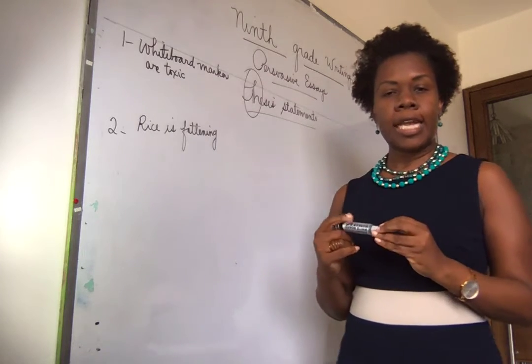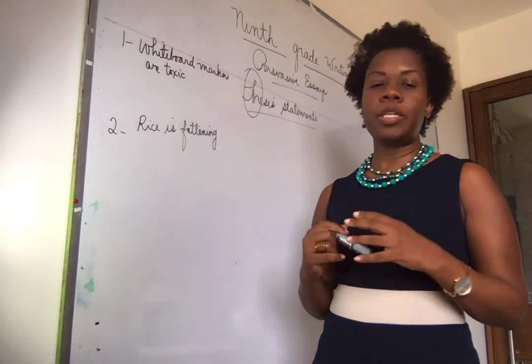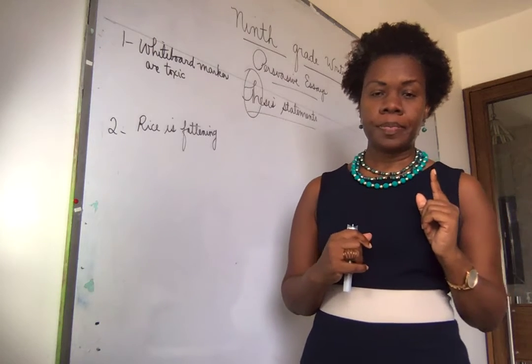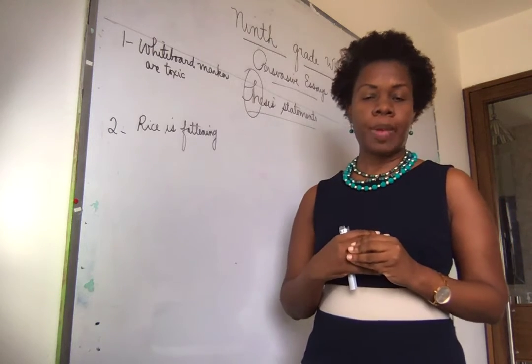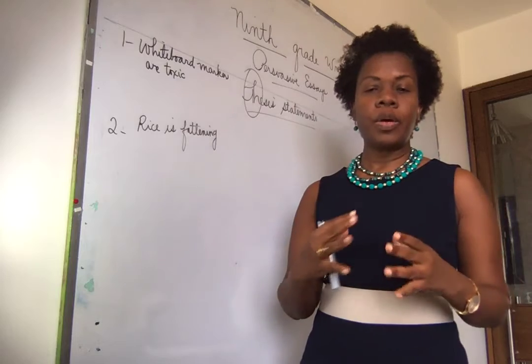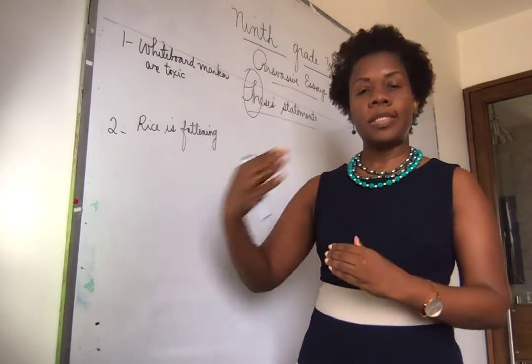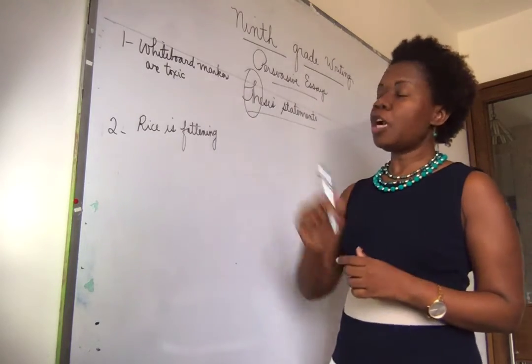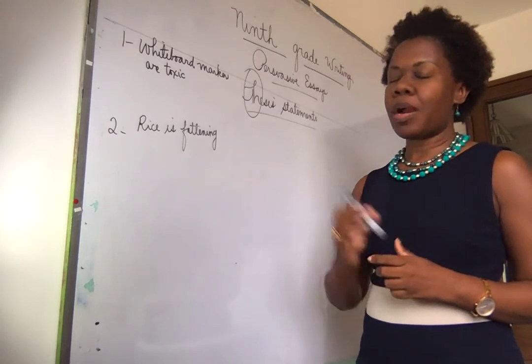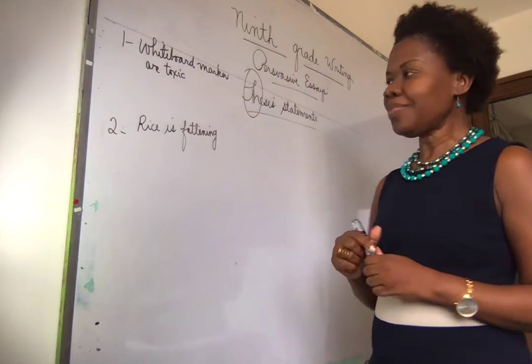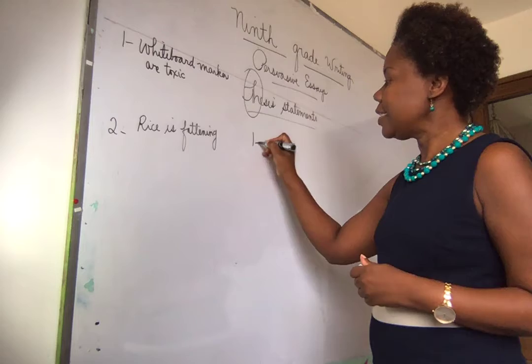Okay? So we're just going to be working on a thesis statement, one sentence, one powerful sentence that summarizes the idea. And as I probably said before, the thesis statement is usually in the first paragraph. It's usually at the end of the first paragraph, so the reader can know that's an introduction of what's coming next. So let's start with the first one. Whiteboard markers are toxic. What would be a great thesis statement for this?